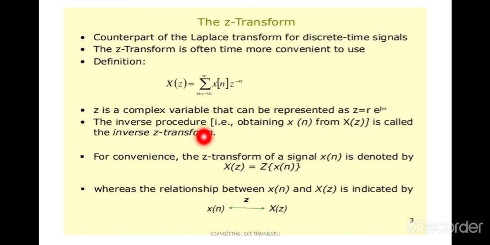Normally the inverse procedure, that is obtaining x of n from x of z, is called the inverse Z transform. Whenever we are obtaining x of z from x of n, it is the Z transform. For our convenience, the Z transform of the signal x of n is denoted by x of z is equal to Z of x of n. The relation between x of n and x of z is indicated by x of n and x of z. For the Z transform, we get x of z by using x of n. For the inverse Z transform, we obtain x of n from capital X of z.